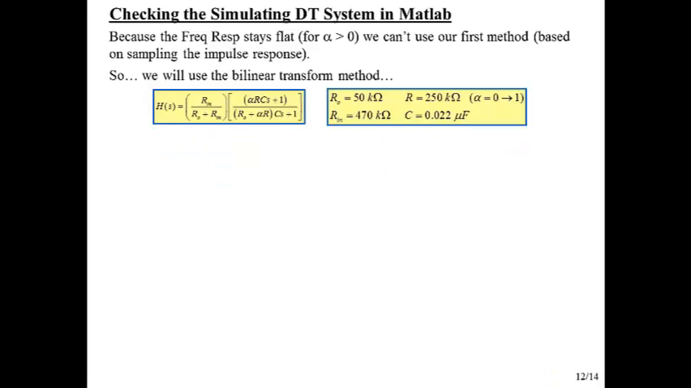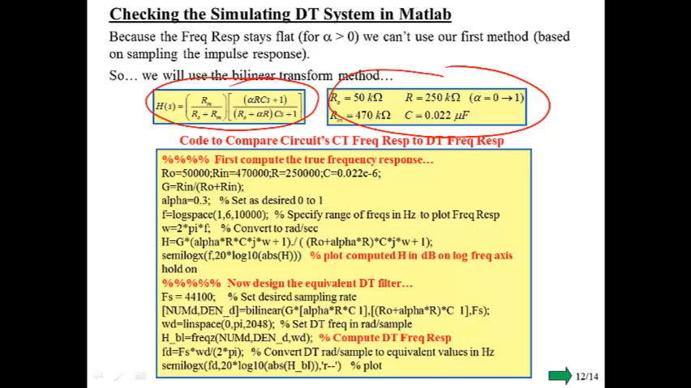Now, because the frequency response stays flat for alpha greater than 0, we can't use the method where we implement the sampling of the impulse response. So we have to use the bilinear transform method. And then these are the component values, and this is the transfer function that we're trying to simulate. And this code is just implementing the simulation design.